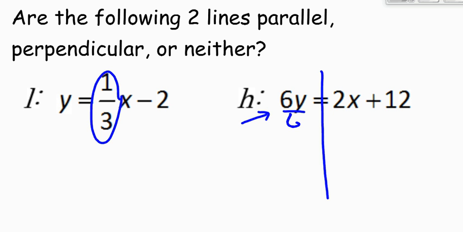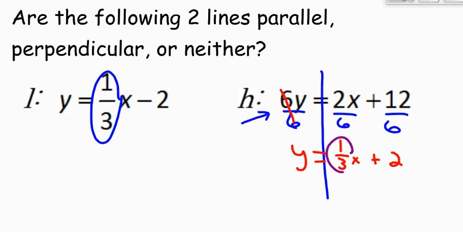All right, so the first thing I've got to do is divide everything by 6. That is going to give me y equals 2/6 x, which actually reduces to 1/3, plus 2. 12 divided by 6 is 2. Now, since my slopes are equal, I can say that my lines are parallel.